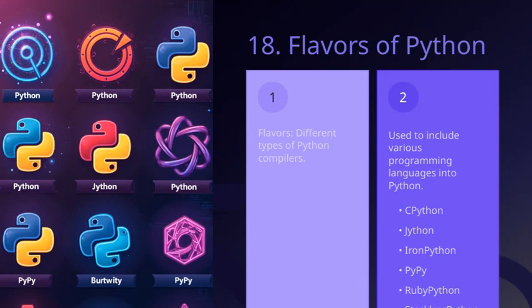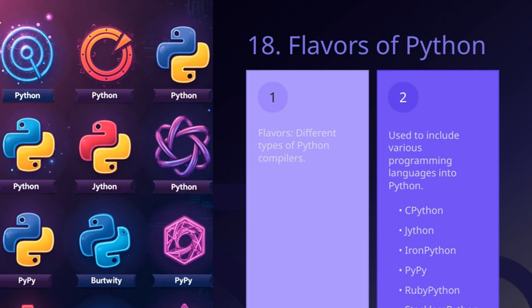Now, let's take a closer look at some of the different flavors of Python. As you can see on the slide, there are several variants like Anaconda Python, PyThunkC, Stackless Python, Ruby Python, PyPy, IronPython, Jython, and CPython. Each of these is used to include various programming languages into Python, or to provide specific features tailored to different needs. The key idea here is that these are different types of Python compilers or implementations, often called flavors. They serve different purposes depending on what you're trying to achieve, whether it's performance optimization, integration with other languages, or specific platform compatibility.